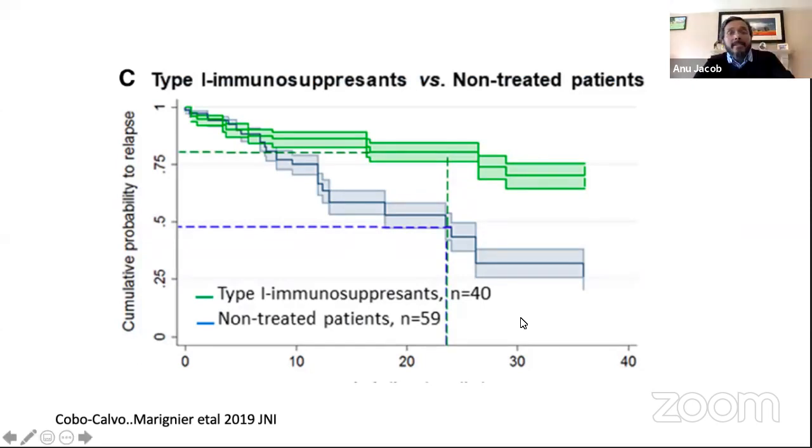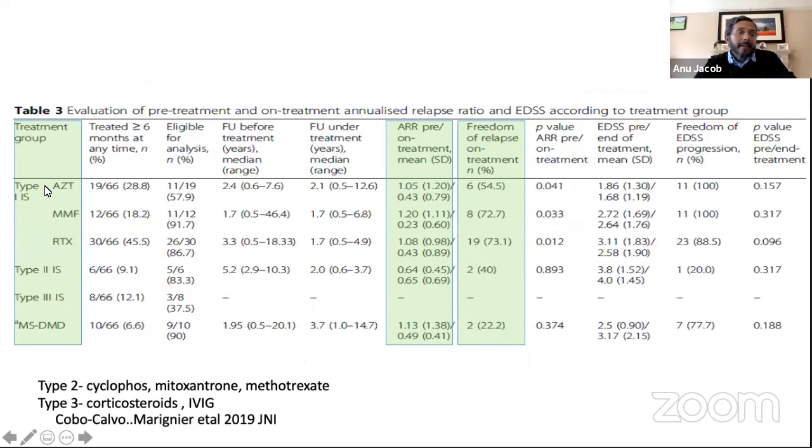Romain Marignier and colleagues in France looked at the efficacy of immunosuppression versus no treatment, and they've demonstrated that being on immunosuppressants is doing something. There's clearly a benefit to being on these medications as opposed to not being on any treatment. And in a further analysis, they looked at the 3 main drugs, azathioprine, mycophenolate, rituximab, and they found that the relapse rates drop from 1.05 pre-treatment to 0.43, 1.2 to 0.23, and 1.08 to 0.43.